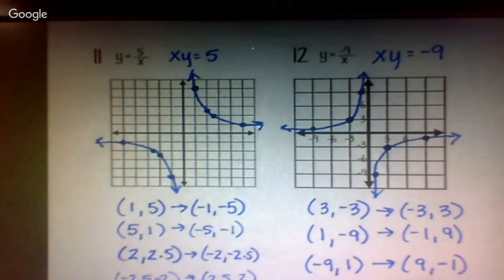What I need you to do right now is glue this in on page 94, and we are officially done with unit 3.